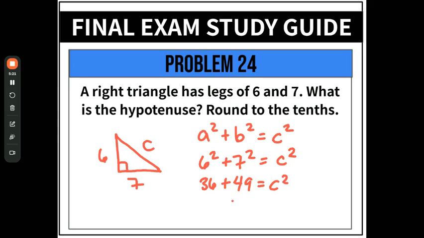36 plus 49 is going to give me 85. To get c by itself, I can take the square root of both sides, and this will cancel the squared. C is going to be the square root of 85, which is going to be 9.2. And this is already rounded to the tenths, so we are good to go. This is the length of the hypotenuse.